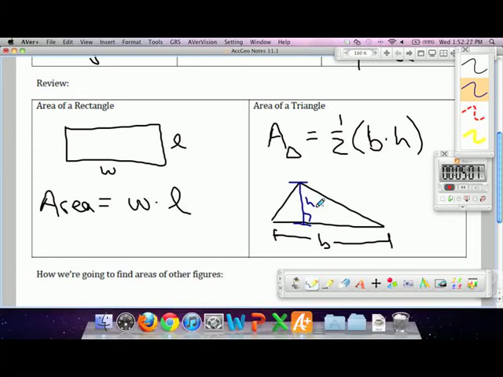Do you have any questions about this so far? This is hopefully a good, solid base of review. Anyone unfamiliar with the area formula for a triangle? Okay.